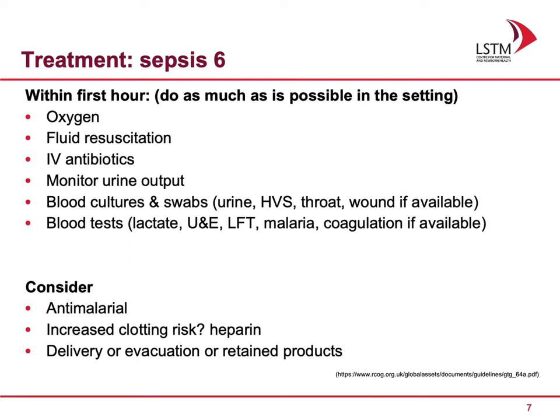There may be an increased risk of blood clotting, particularly in dehydrated patients, and if available, you may want to consider giving low molecular weight heparin as a prophylaxis against this. And then, if the patient is still pregnant, you may need to think of delivering the baby, or if she's delivered, perhaps evacuating any retained products in the uterus that might be a source of infection.